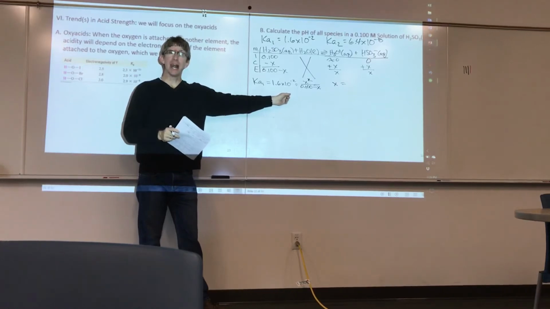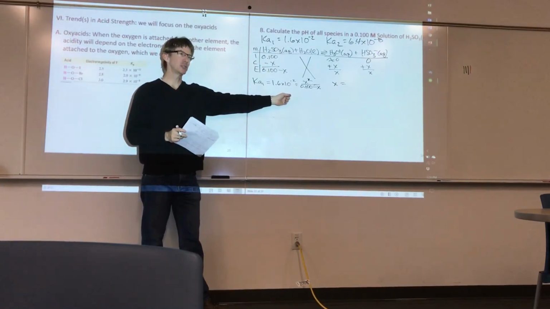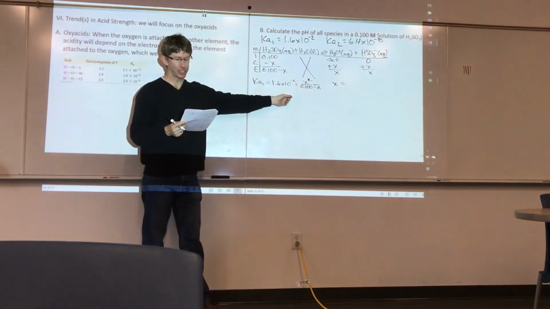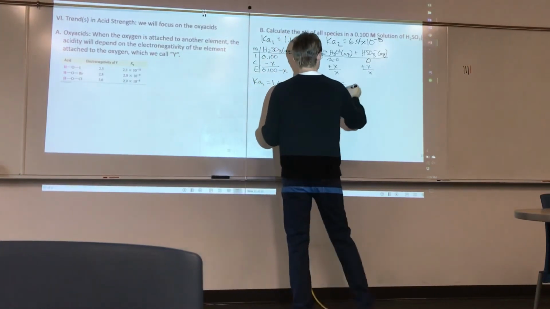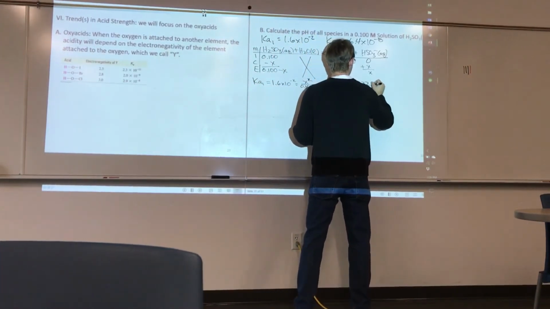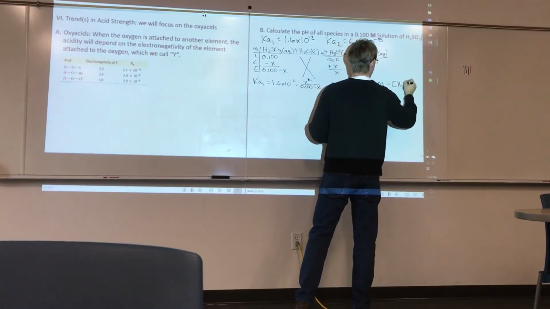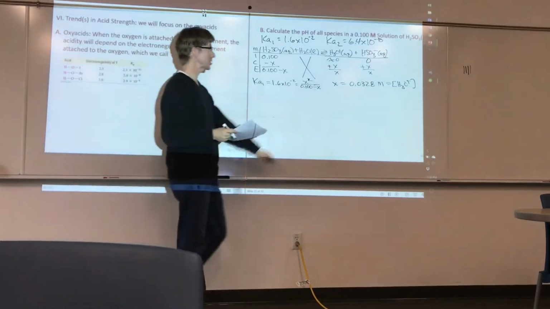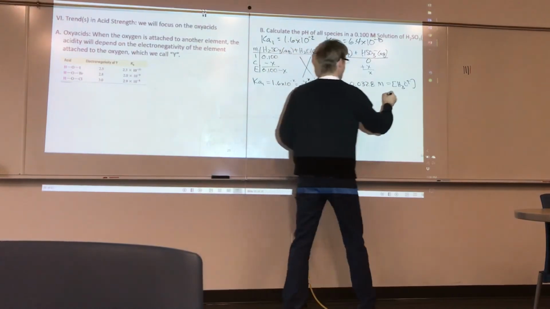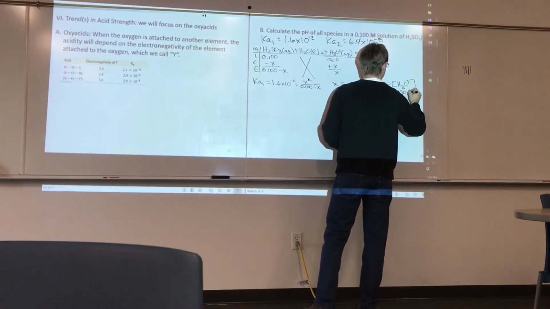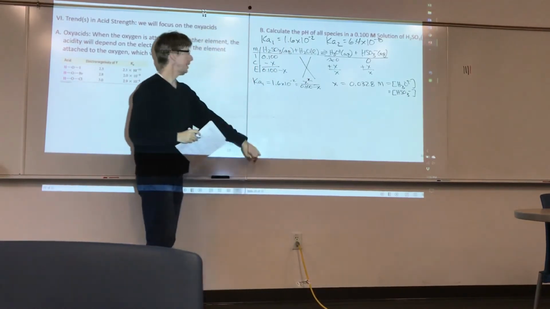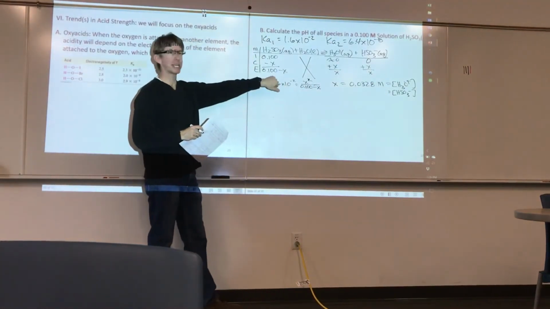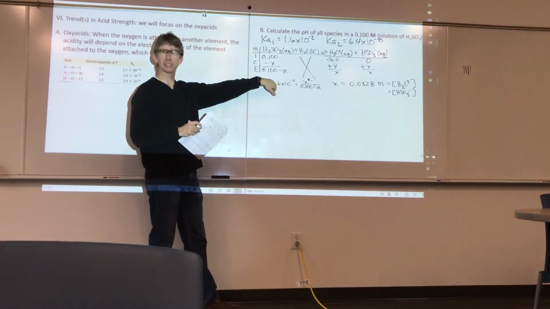This K value is not small. You cannot ignore X. You must solve the quadratic. And when you do, you get that X equals 0.0328, which is your concentration of hydronium. And it is your concentration of hydrogen sulfite. And I will point out to you that this is about 33% of our initial concentration, and so we were correct. You cannot ignore X.